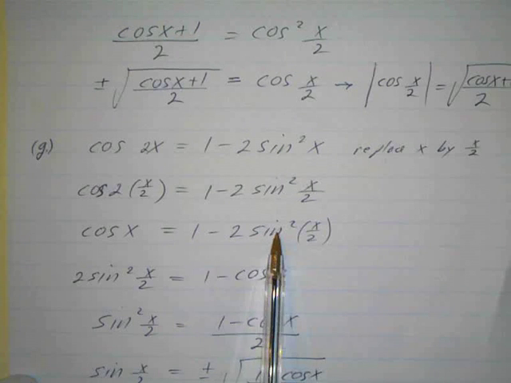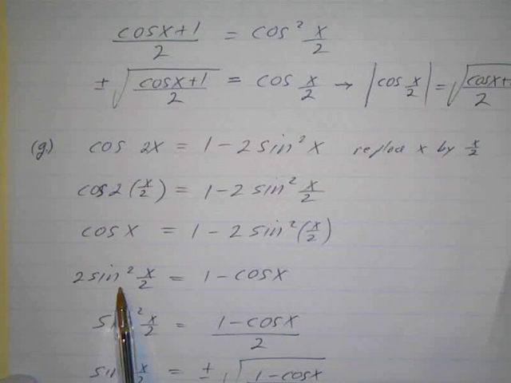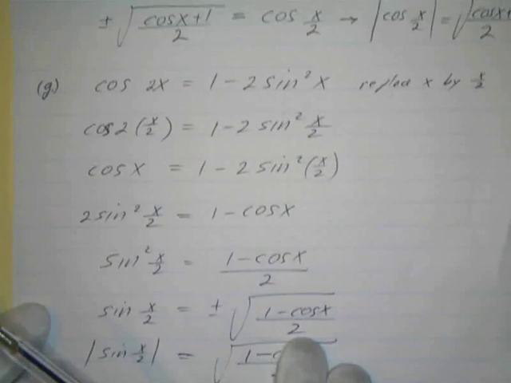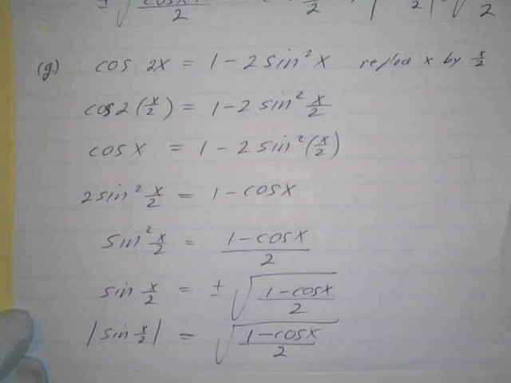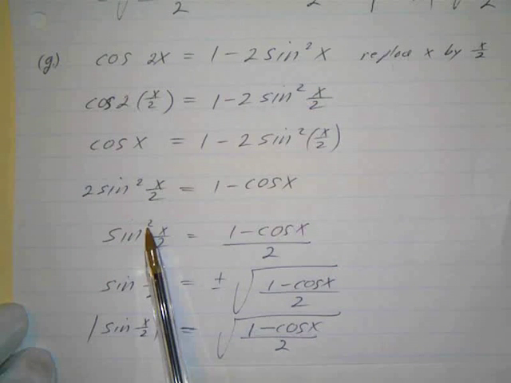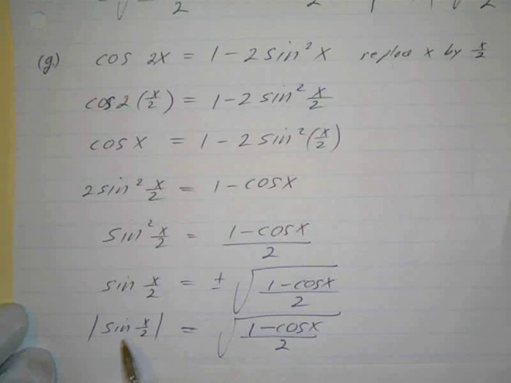This is the same. And then I'm going to take the square root so I don't have to worry about the negative. I'll put this on the left, so I'll add 2 sine squared of x over 2 to both sides, and I'll subtract cosine from both sides. And then I'll divide by 2. And then I'll take the square root of both sides as I did before. So again, divide by 2. And then take the square root of both sides. Then take the absolute value of both sides. And you're done.